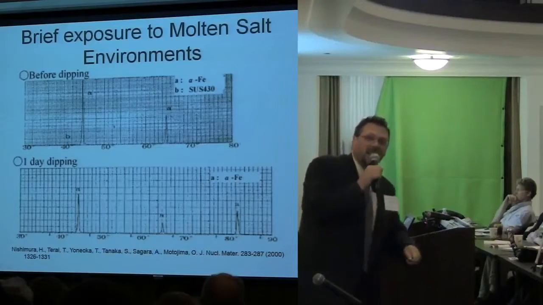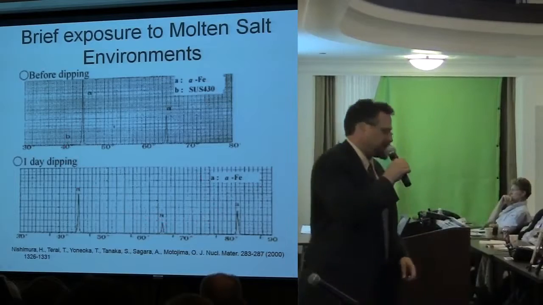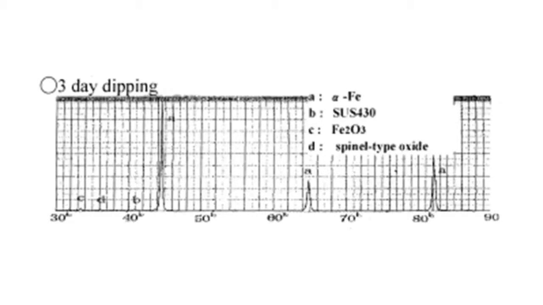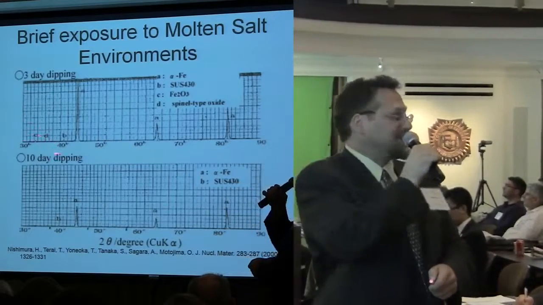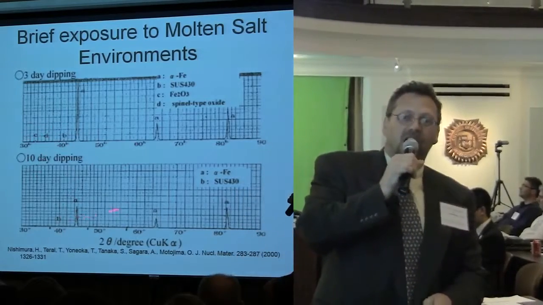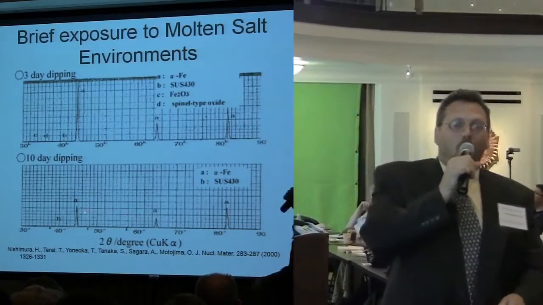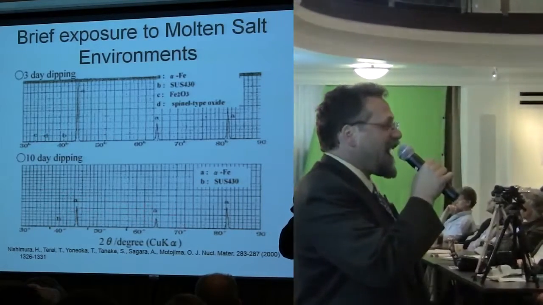So now, after 1 day of dipping, we already have a change in 2 theta for the beta. After 3 days, oh, wait a second, now we have the emergence of other peaks. So we have in situ shifting, and then after 10 days of dipping, all of your crystallinity is going away.